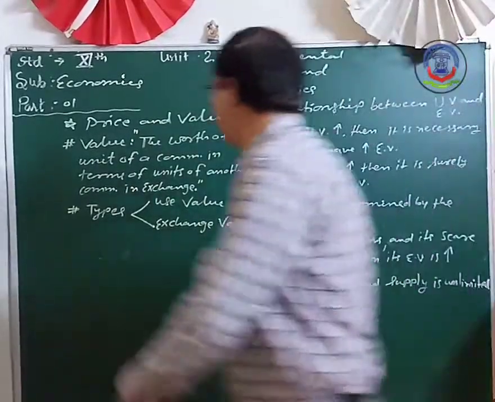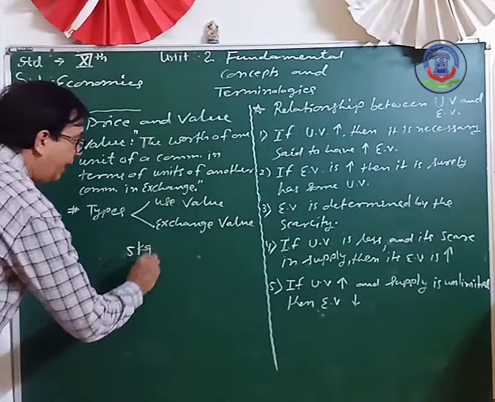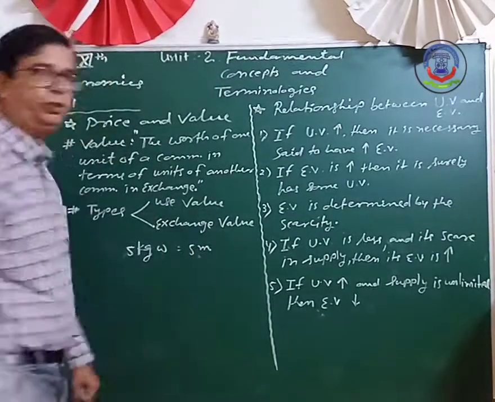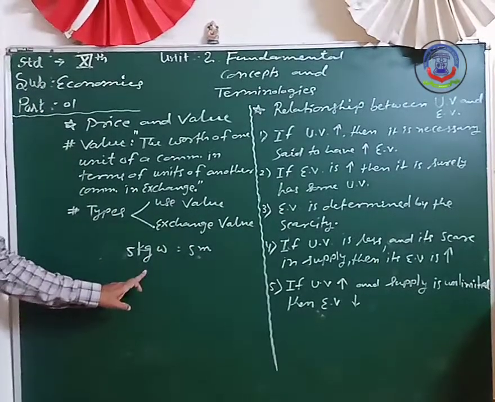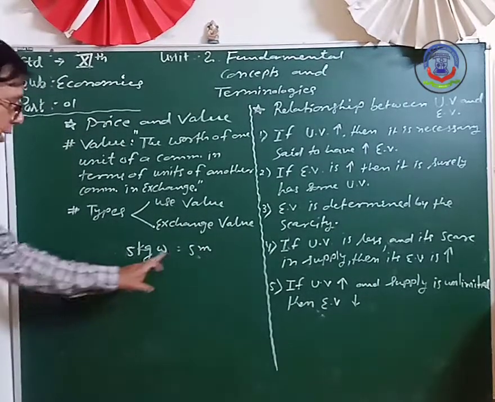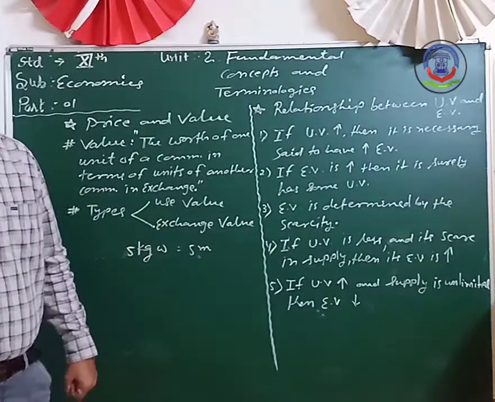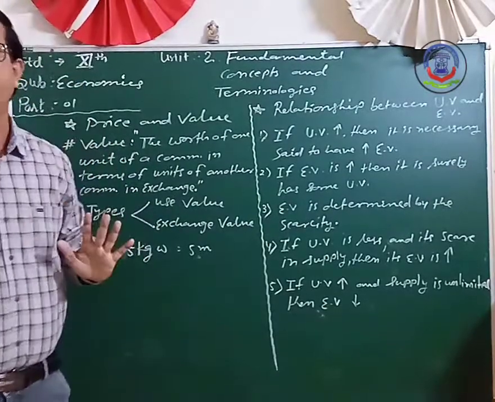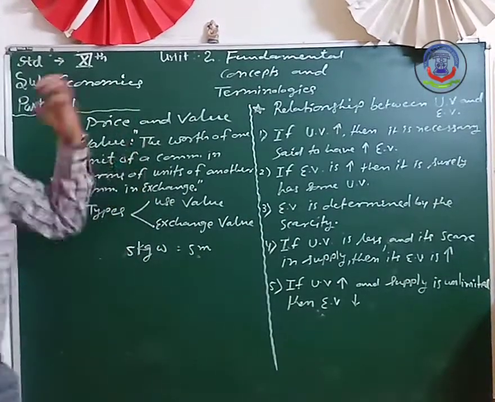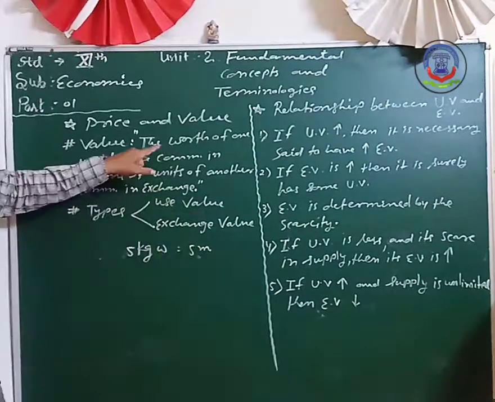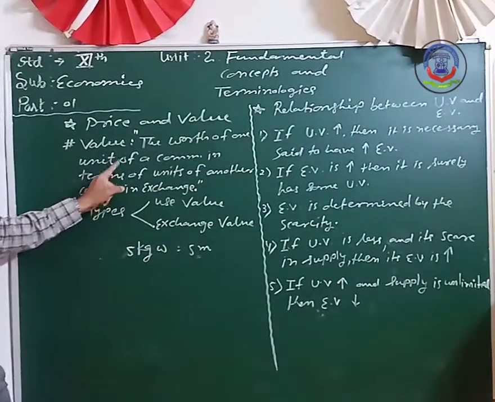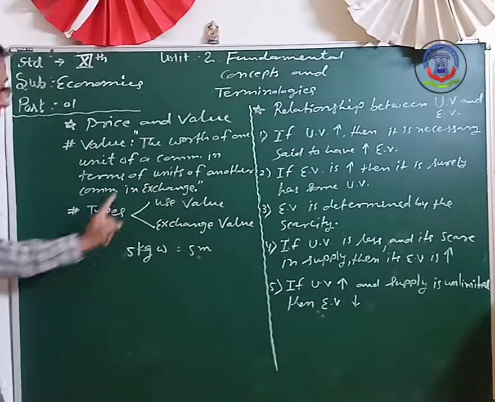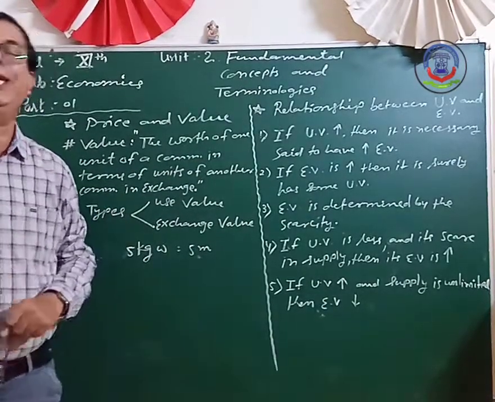Suppose the exchange here is 5 kg of wheat equals 5 meters of cloth. So this is the value. 5 kg of wheat's value is 5 meters. That means 1 kg wheat is equal to 1 meter cloth. So this is the meaning of value. Once again, the worth of one unit of a commodity in terms of units of another commodity in exchange.